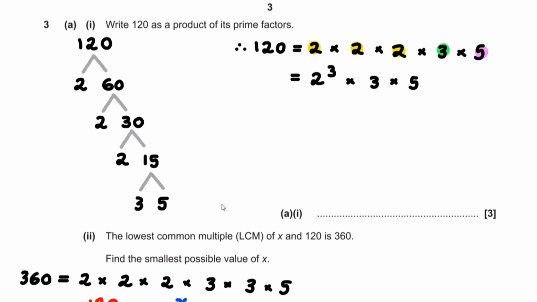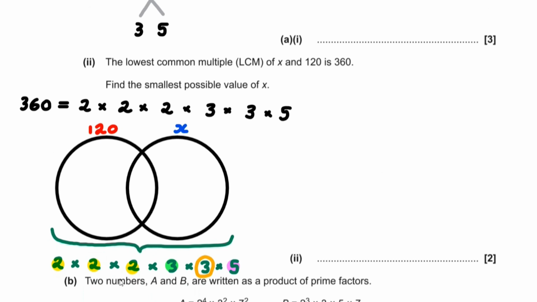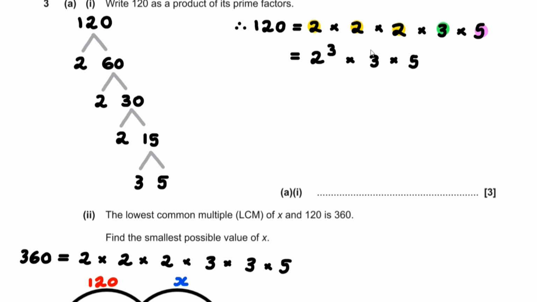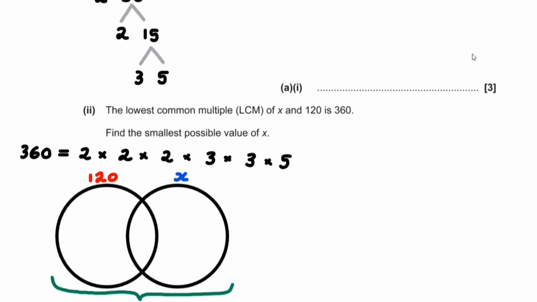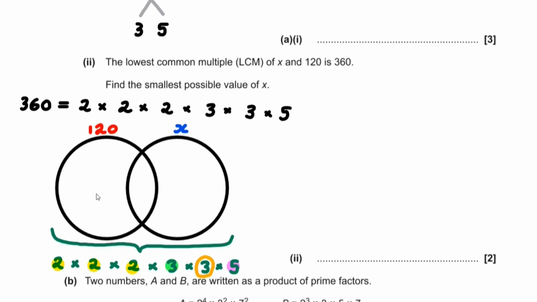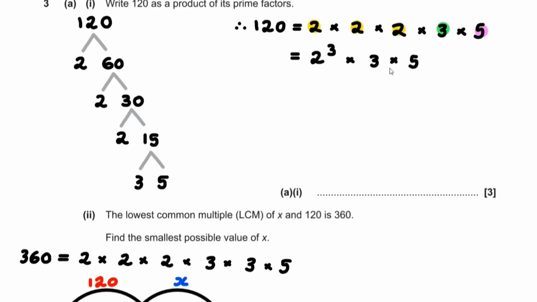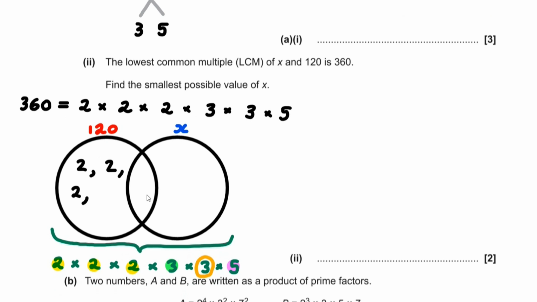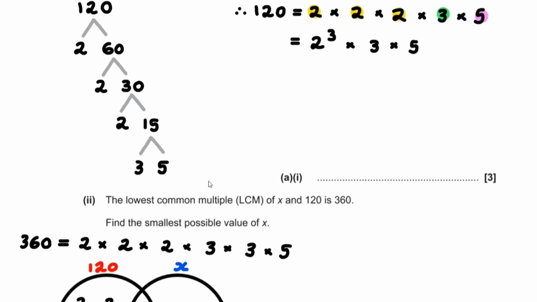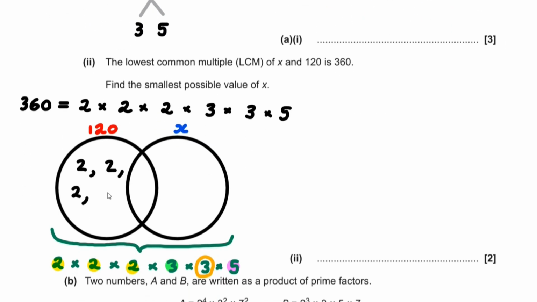Now, the way to think about this is altogether we want this entire build-up to be 2 times 2 times 2 times 3 times 3 times 5. And we already know what 120 is, that's shown here. So, we would have the 120, which we can put in as 2 times 2 times 2. But remember, 120 is 2 times 2 times 2 times 3 times 5. So, the 5 will also go here.